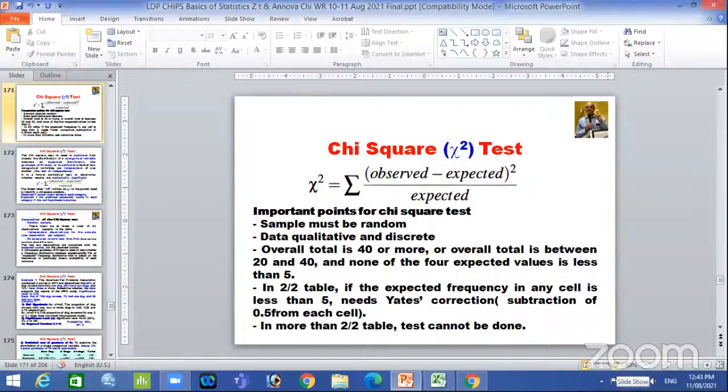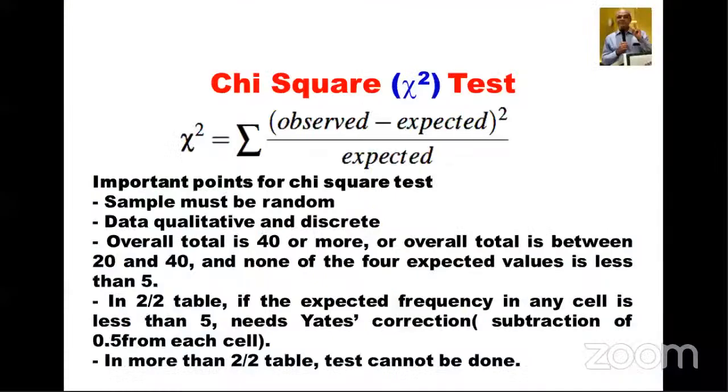Sir, you are visible, sir. Audible also. Okay, audible. Last 10-15 minutes, chi-square test. Simple formula. My internet is unstable, very weak.